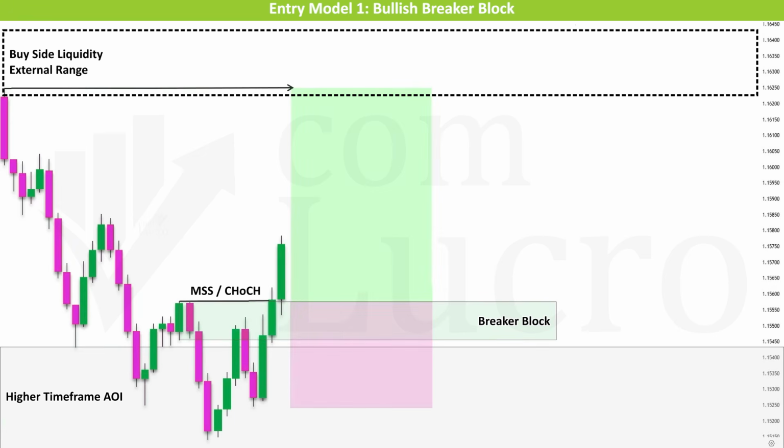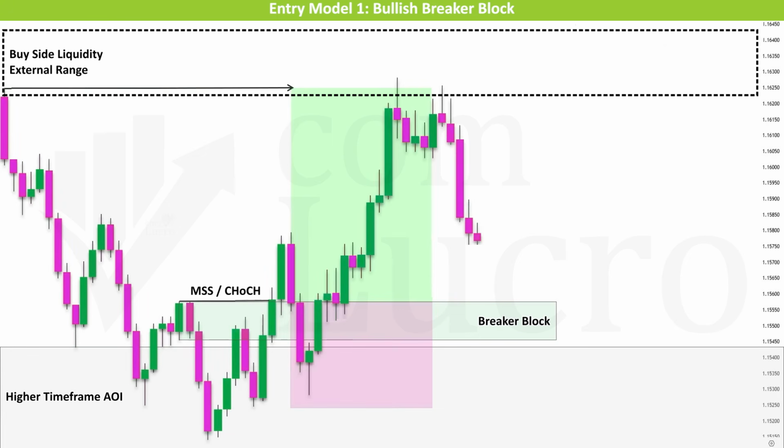To execute the trade, place a limit order at the highest point of that mitigation block and wait for price to retrace into it. For profit taking, you can target the nearest liquidity on the current time frame or aim for a higher time frame key level if you expect a larger move.